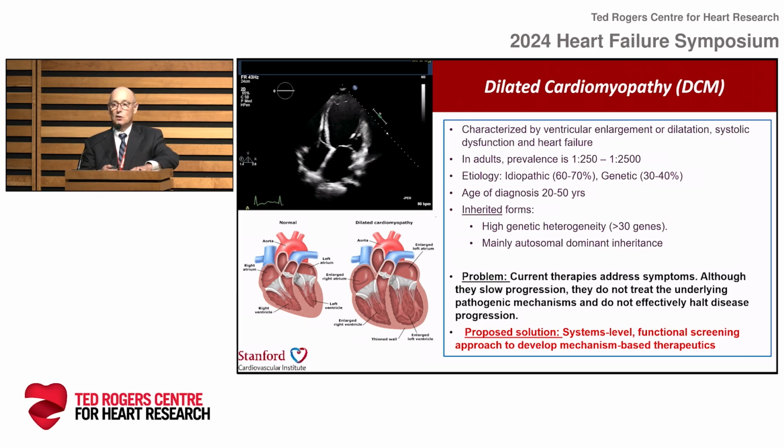Now, in inherited disease, you might expect that there would be multiple mechanisms. So what we're thinking about is that this disease might become not just one disease, but there might be multiple diseases and therefore multiple therapeutic options depending on the underlying genetic lesion for inherited DCM.